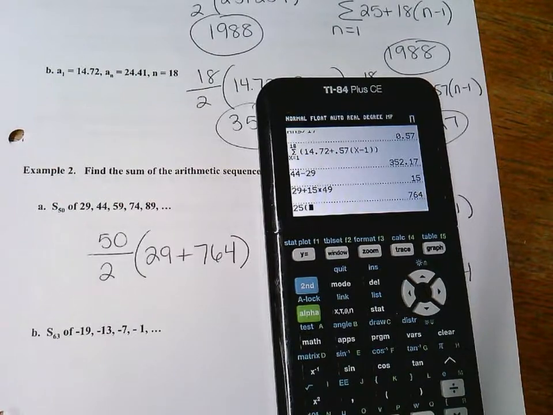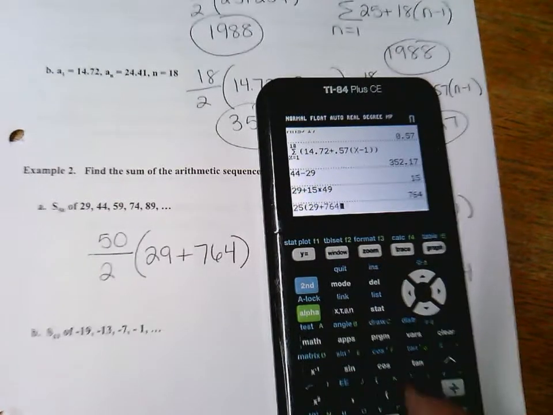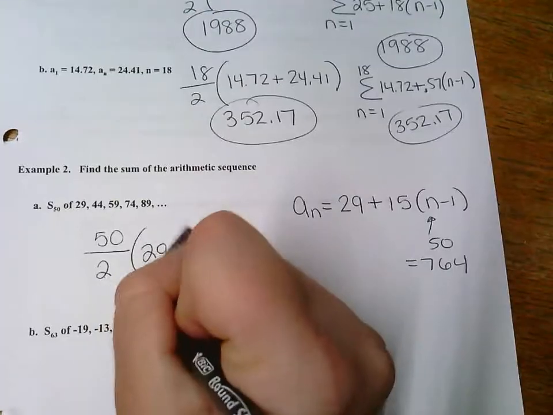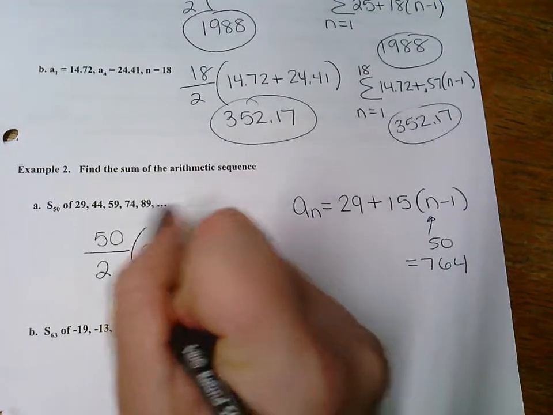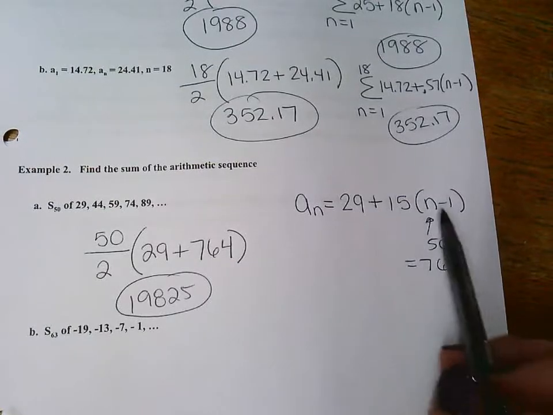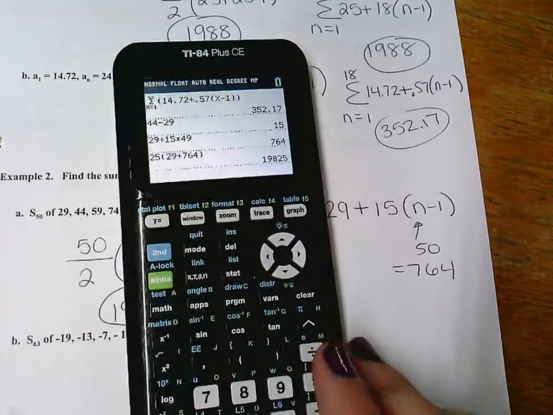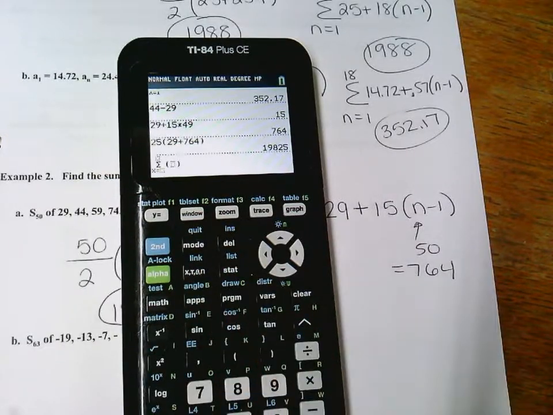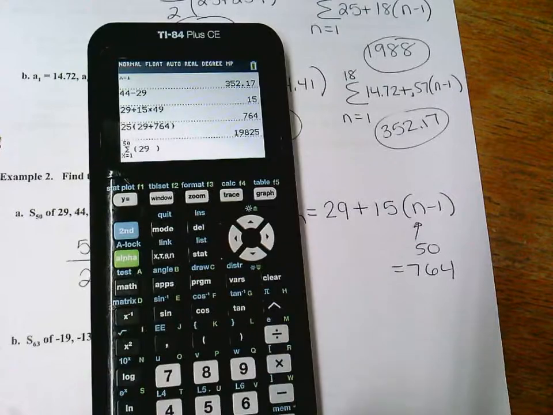25 times 29 plus 764 comes out to 19825. On this one, because I have the formula, it would be easy to check this with sigma notation. So let's see. There's our sigma notation. I'm going from term 1 to term 50 of 29 plus 15 times n minus 1.